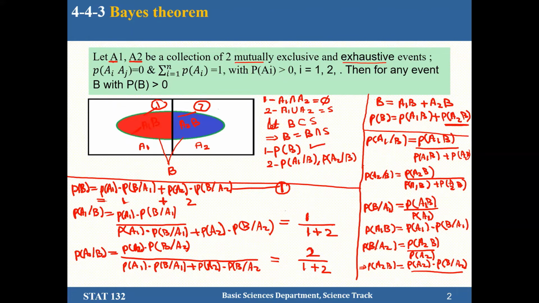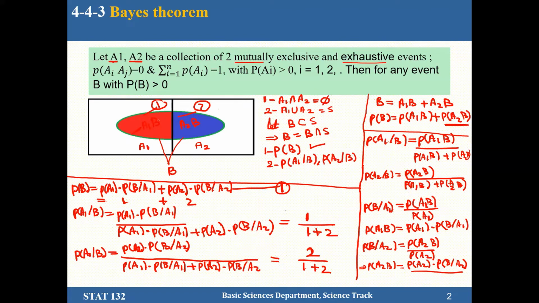We just need to find 1 and 2. How to find 1? Just by multiplying P of A1 by P of B given A1. How to find 2? Just by multiplying P of A2 by P of B given A2. Then if we get these, we just divide, and we get this and this also.